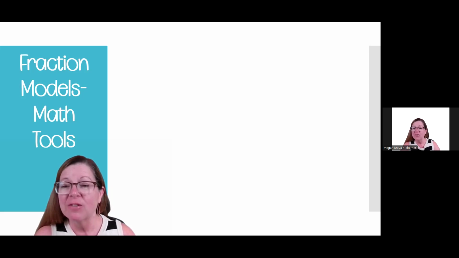Here's another third grade fraction standard. Recognize and generate simple equivalent fractions. For example, 1/2 is equivalent to 2/4. 4/6 is equivalent to 2/3. Explain why the fractions are equivalent by using a visual fraction model.